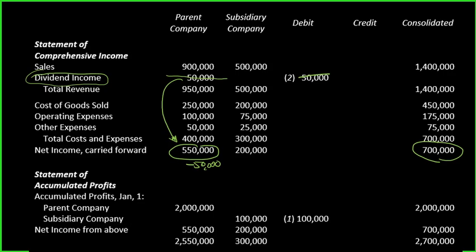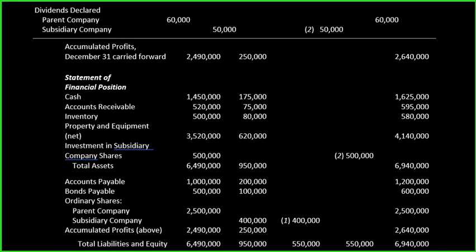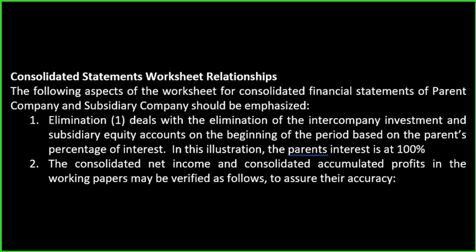What about your accumulated profits? Your accumulated profits will be 2,640,000. So how do you compute for your accumulated profits? Now let me see. Do we have a shortcut here?